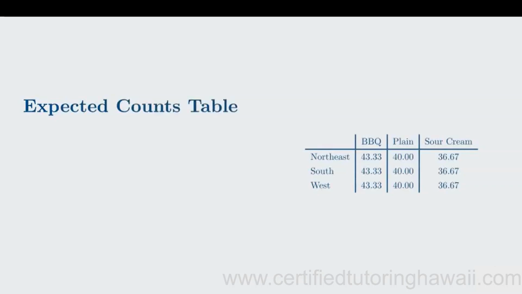Here is the full expected counts table. Notice how the values are identical across rows because our sample sizes for each region were the same. Since all expected counts are well above 5, the large counts condition is met. We can proceed with the test. Note how the expected counts represent what the table would look like if every region had the exact same taste in chips, adjusted for the sample size.